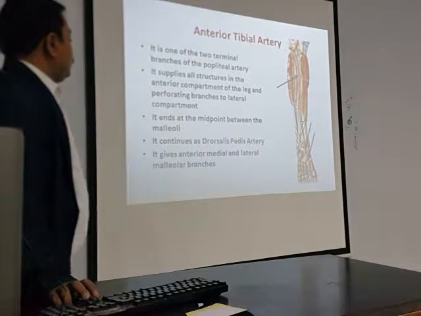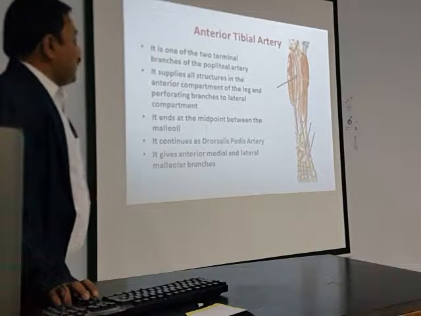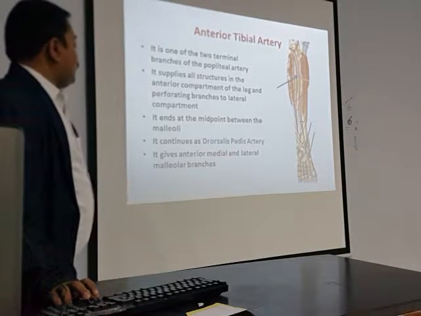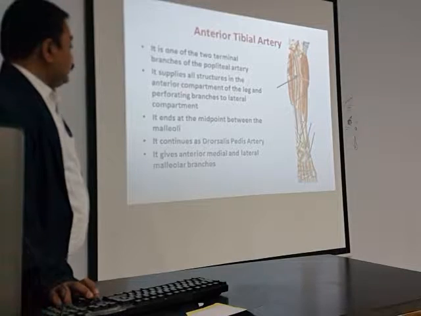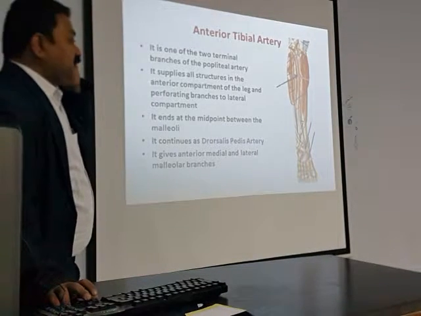At the midpoint, it continues as the dorsalis pedis artery, isn't it? And it gives anterior, medial and lateral malleolar branches, isn't it? From the dorsalis pedis artery.